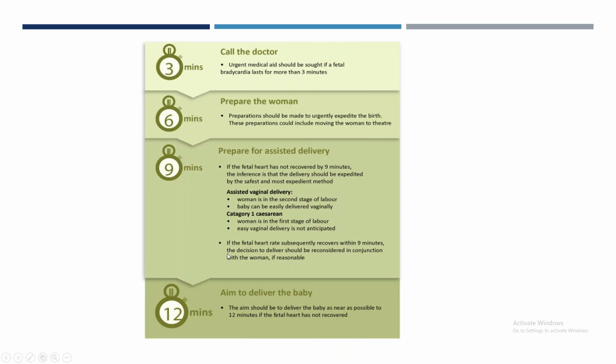With 9 minutes, you have to take the woman's preferences into account, and you can go either for delivery or you can wait, depending upon the woman's condition. Okay. So for 3 minutes and 6 minutes, you can continue the CTG if it recovers. But if it recovers within 9 minutes, then you have to decide whether you are going to deliver or continue the CTG, depending upon the senior obstetrician's decision and the woman's preferences. And if it is not recovered in 9 minutes, you have to deliver the woman. Okay, so clear for this 3, 6, 9, and 12 rule.